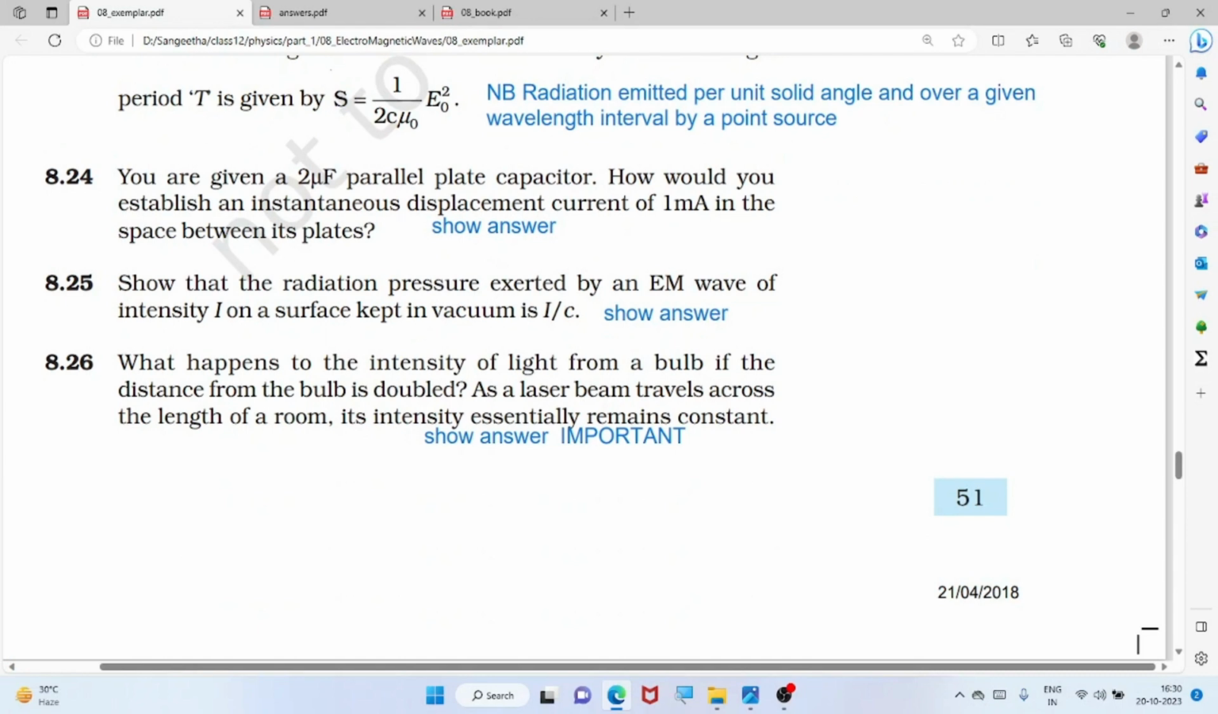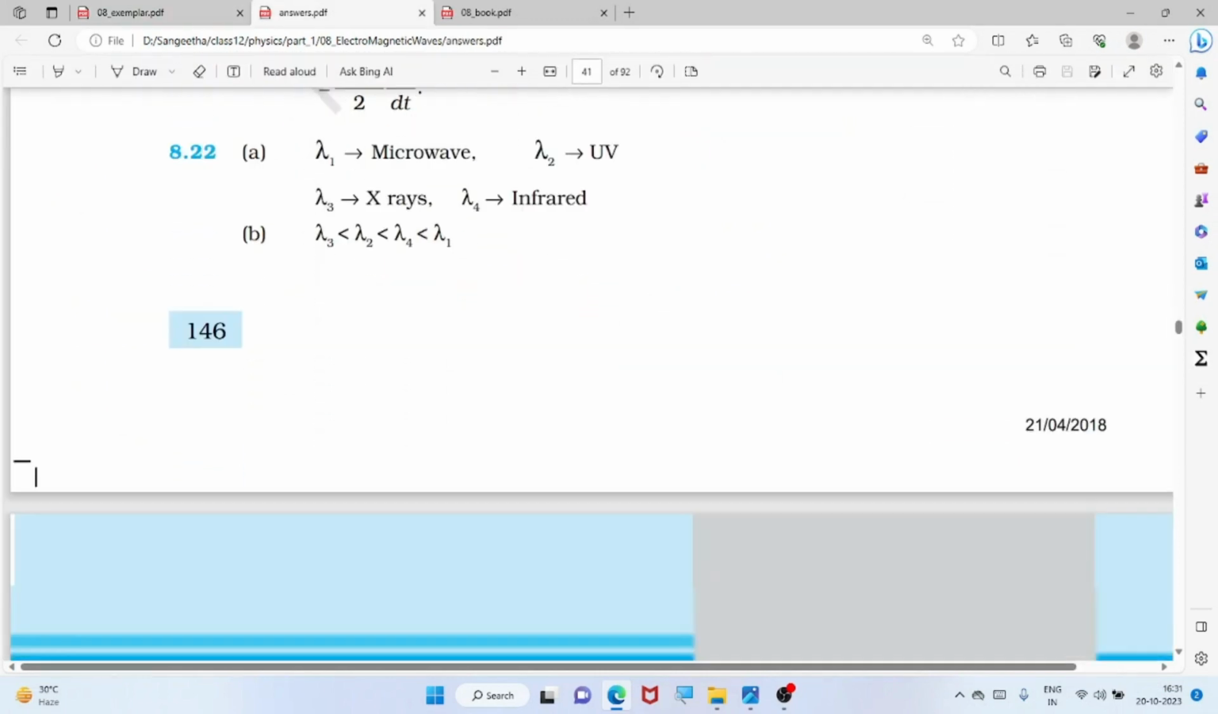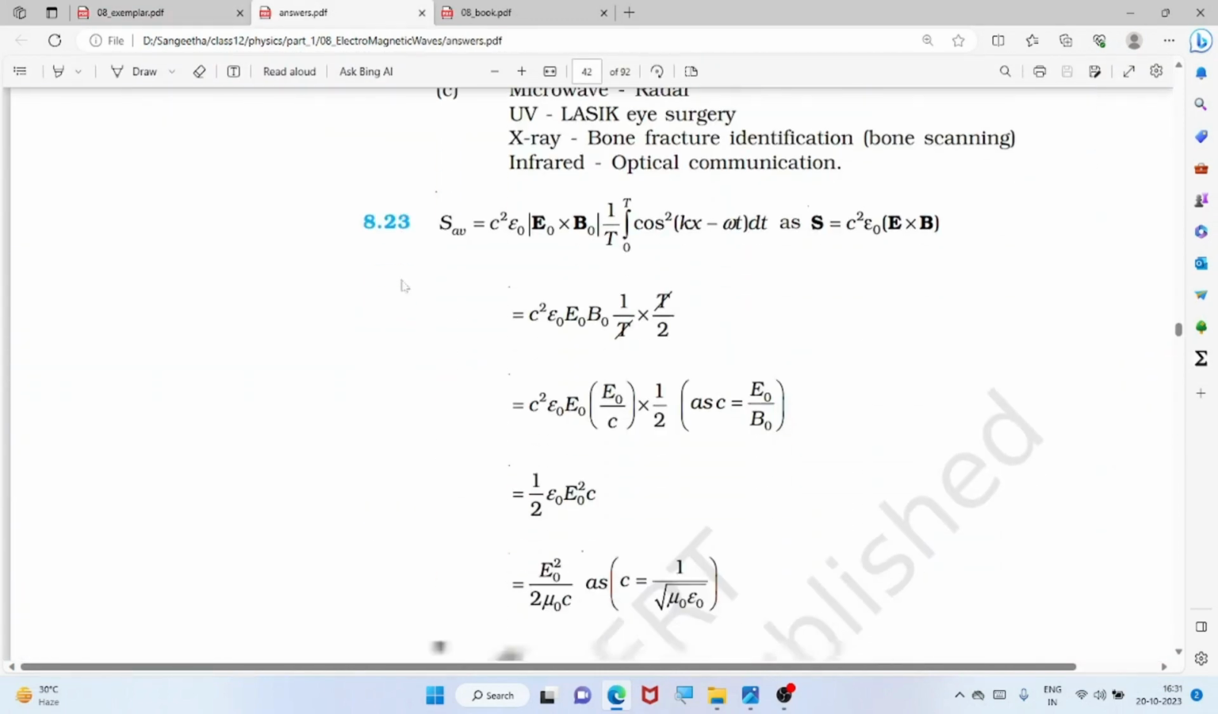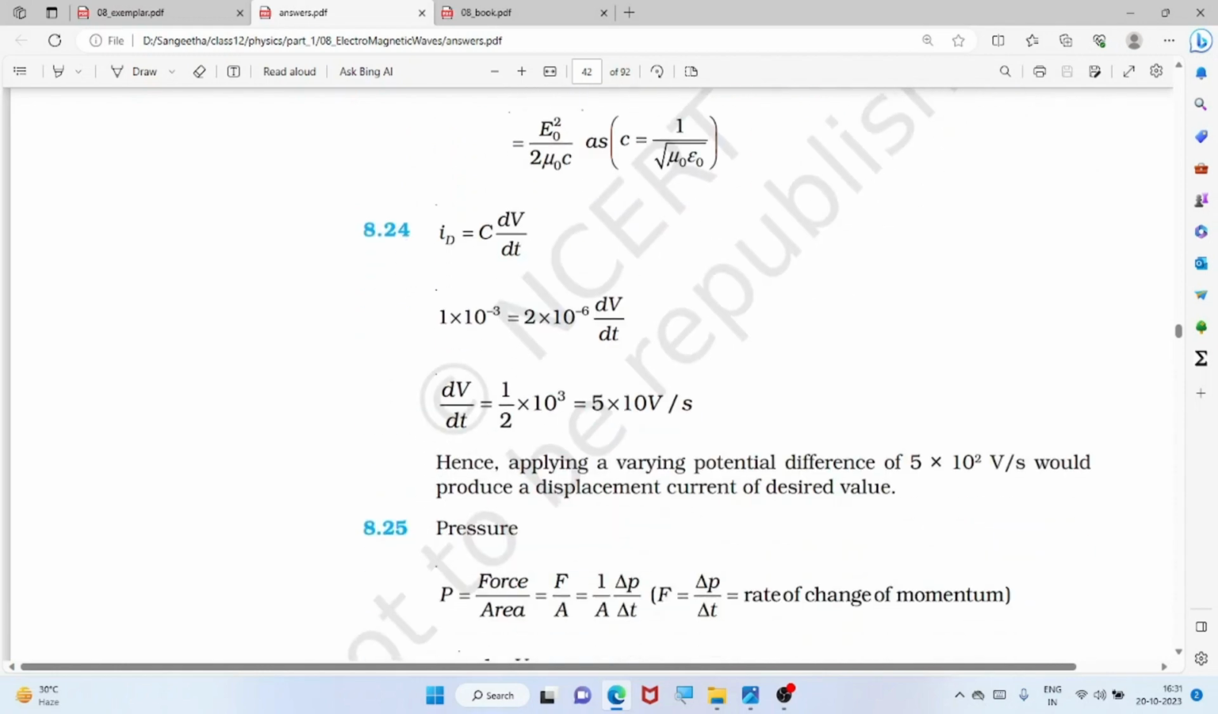You are given a 2 megafarad plate capacitor. How would you establish an instantaneous displacement current of 1 milliampere? The displacement current ID of 1 milliampere you have to establish. This is the displacement current, capacitance, and rate of change of voltage. After applying the potential difference of this much, you will get the displacement current of 1 milliampere.